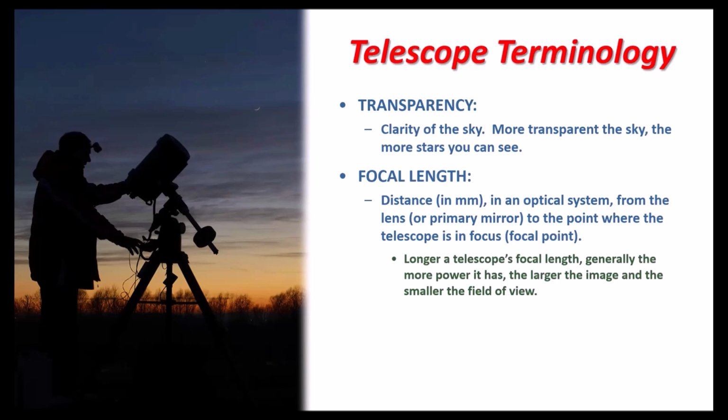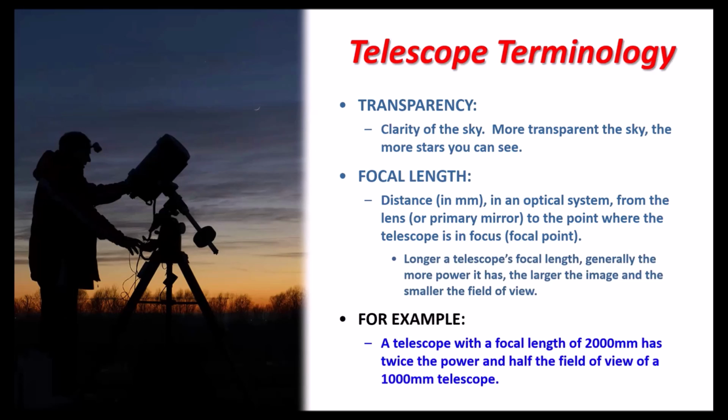For example, let's say we have two telescopes of identical aperture, both 8 inches, with 8-inch mirrors. One has a focal length of 2,000 millimeters, and the other has a focal length of 1,000 millimeters. The 2,000 millimeter telescope has twice the power, but half the field of view of the 1,000 millimeter telescope. So if you had to pick one for planets, the moon, or double stars, you want the 2,000 millimeter focal length. But if you want wider fields of deep sky regions, you want a 1,000 millimeter focal length telescope.